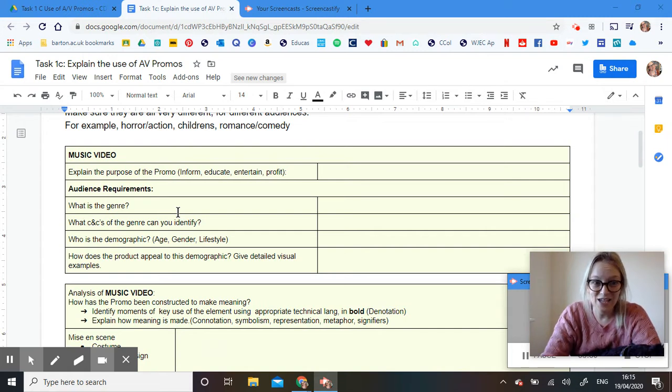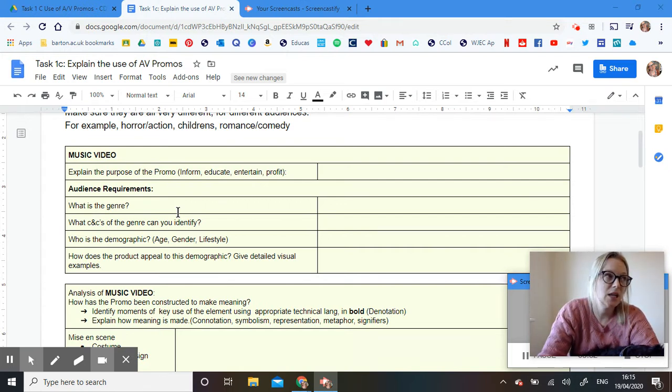Now this is going to go back to a lot of the Unit 1 stuff that we started to look at. Okay, so first up, the question is, what is the genre? As we know, there are hybrid genres, there are subgenres. What genre is it? Okay, music video is not the genre. So for music video, I would talk about the genre of music. You know, what have you selected?